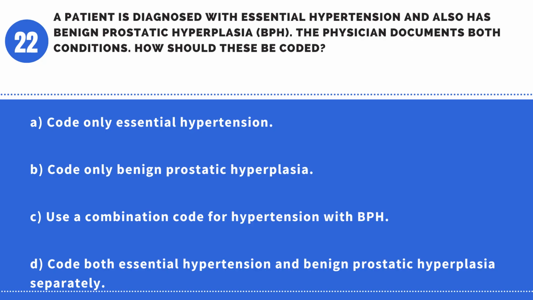Question 22. A patient is diagnosed with essential hypertension and also has benign prostatic hyperplasia, BPH. The physician documents both conditions. How should these be coded? A. Code only essential hypertension. B. Code only benign prostatic hyperplasia. C. Use a combination code for hypertension with BPH. D. Code both essential hypertension and benign prostatic hyperplasia separately.